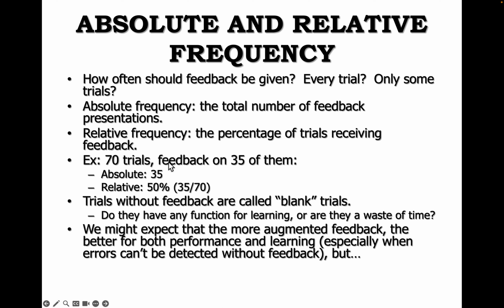So here's an example. Let's say you have 70 trials and you're given feedback on 35 of them. The absolute frequency of feedback given would be 35, because 35 times the athlete was given feedback. Now, relative frequency would mean that on 50% of the trials the athlete was given feedback, because on 35 of the 70 trials, they were given feedback.